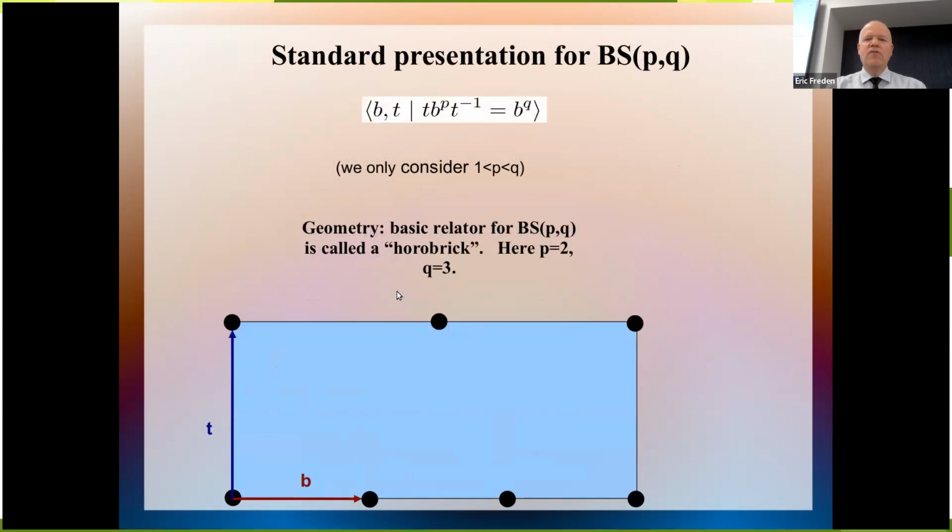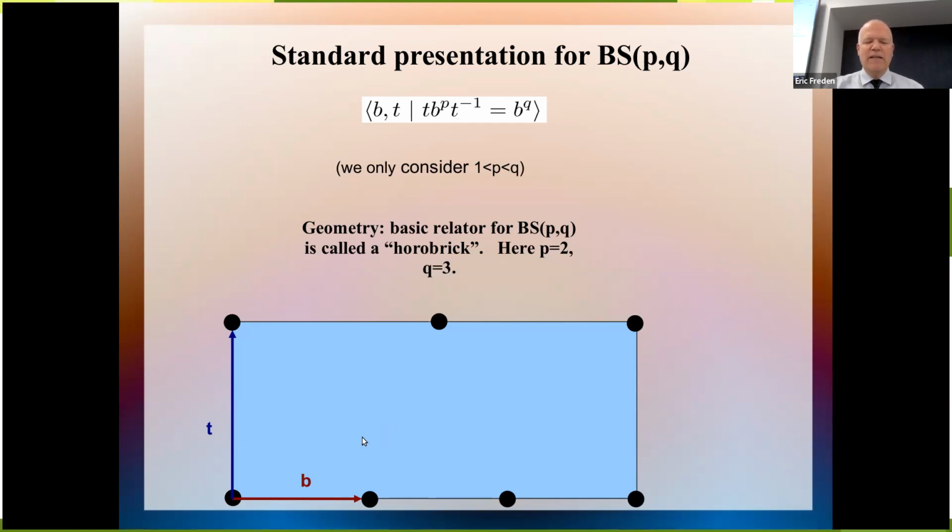All right, so here is our standard BS(P,Q). I'm doing BS(2,3), for instance, here. So here's the presentation. B and T are the two generators. T is a stable letter for an HNN extension. You get B to the P conjugated by T gives B to the Q. That's the relationship. And this relator, we call it Horowitz. That's actually due to Lee Mosher and Benson Farb in the paper.